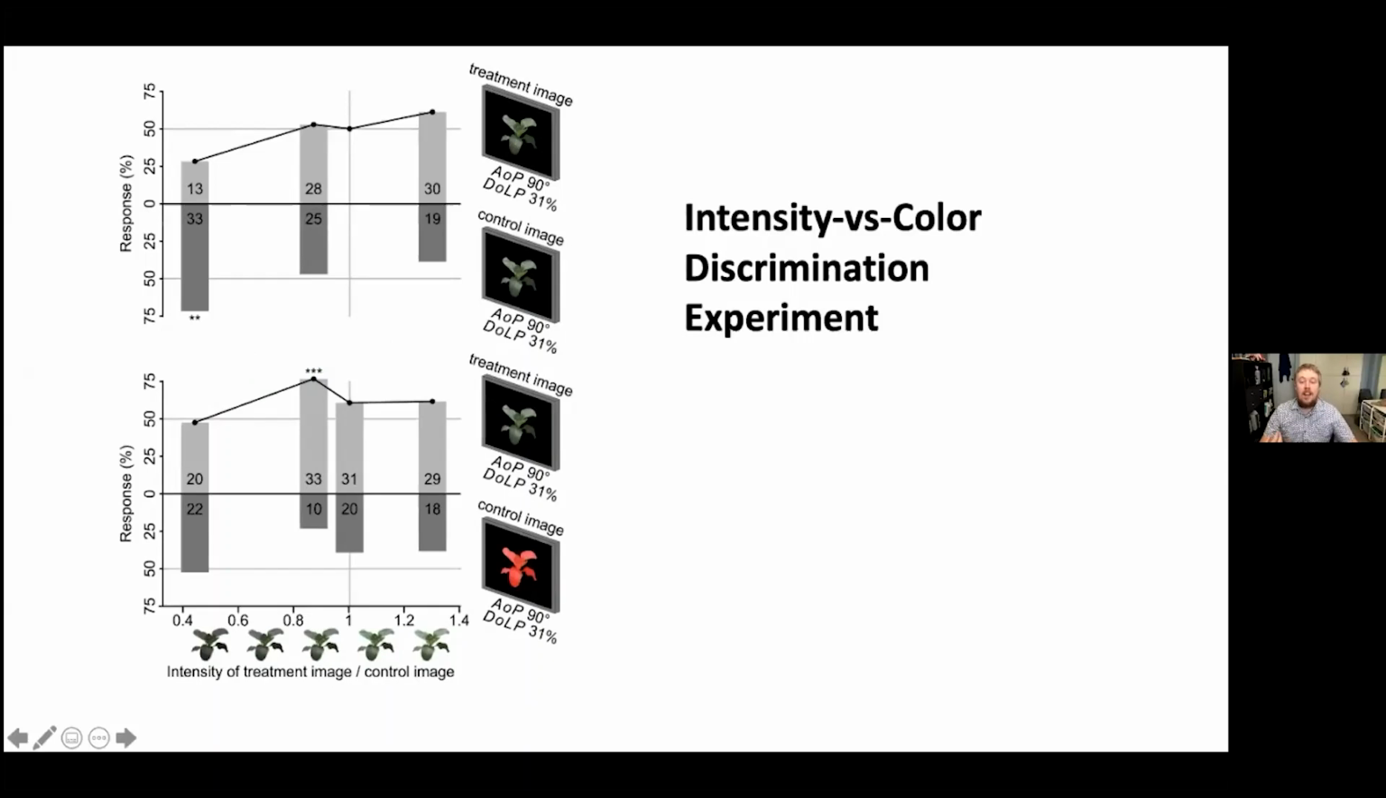When we presented a color difference between the control and treatment images, in this case, red versus green, there was only a significant preference for our treatment image when its intensity was 90% of the control image.